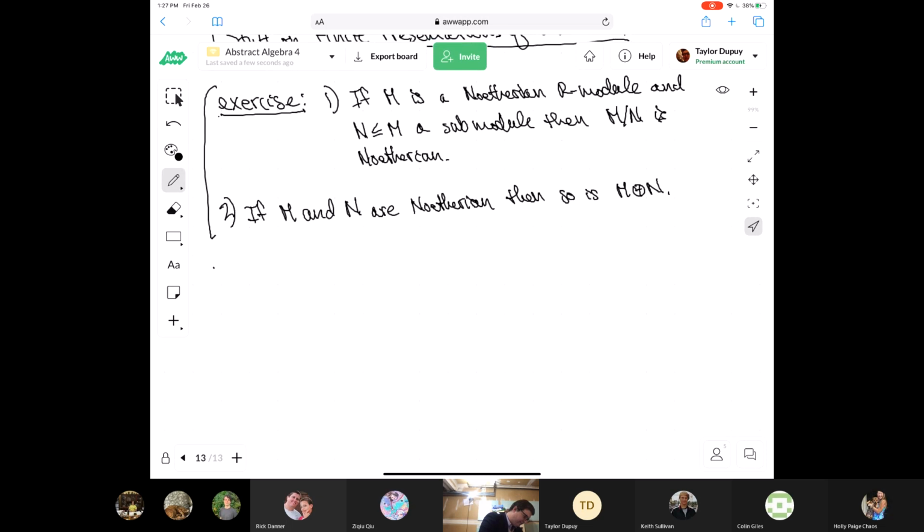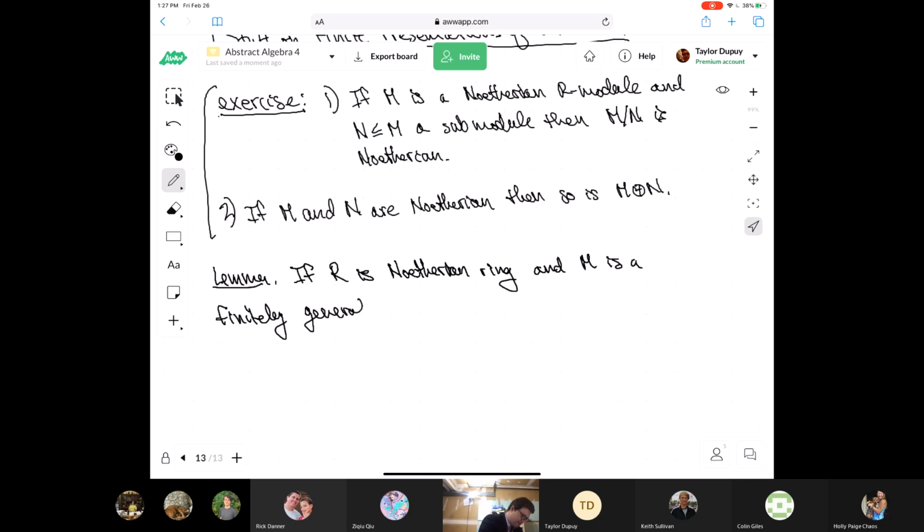So let's do a lemma. If R is a Noetherian ring, and M is a finitely generated R module, then M is Noetherian as a module.